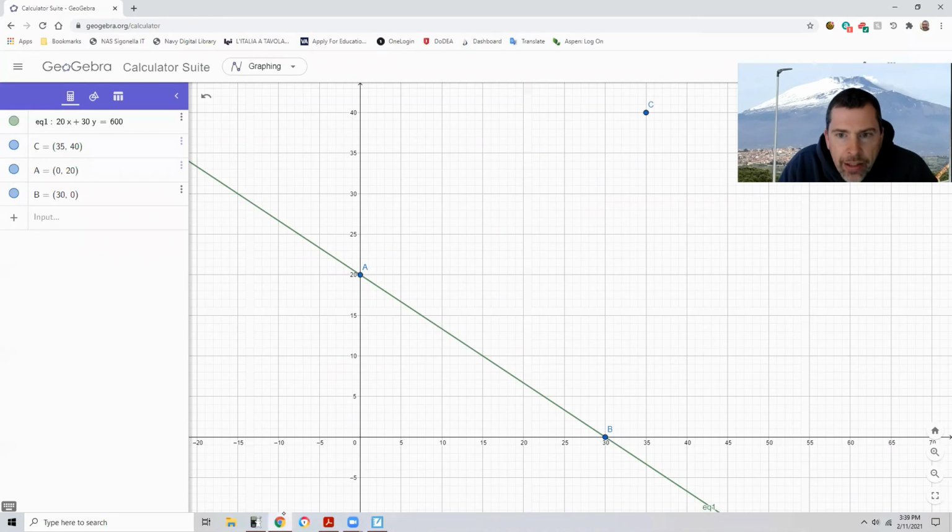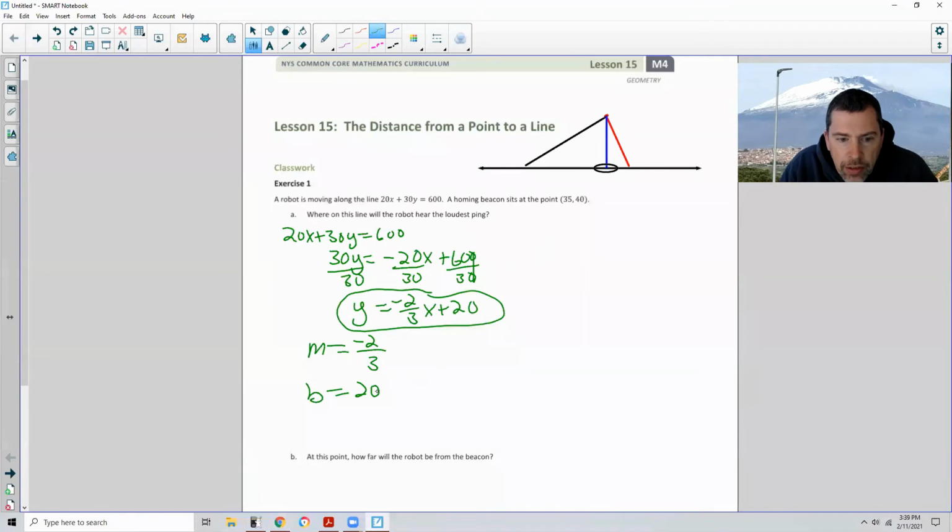Now going back to that, I have graphed the point C. The point C is 35, 40. It's over here. So I want a line segment that comes down perpendicular to this, and that's what the question's asking. What xy coordinate would get me on the line that's perpendicular to C and some point here? All right, so going back to the lesson, let's continue.